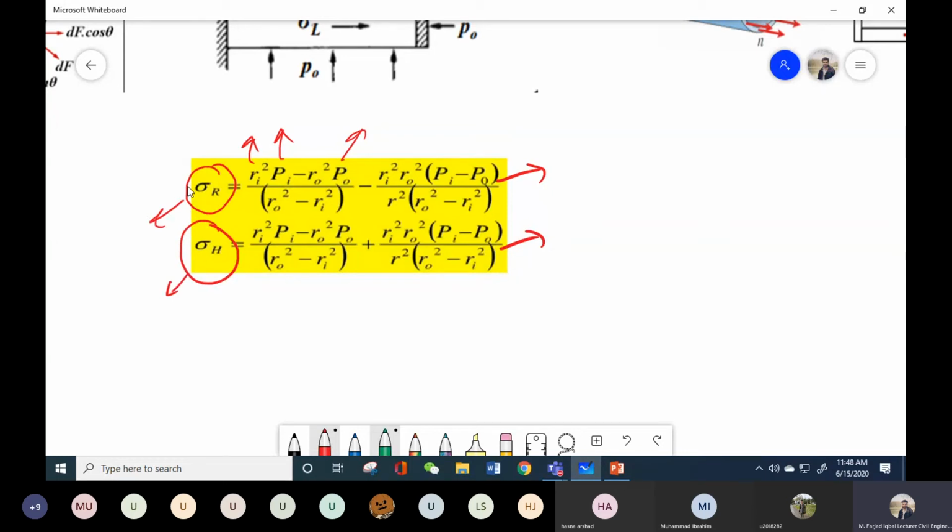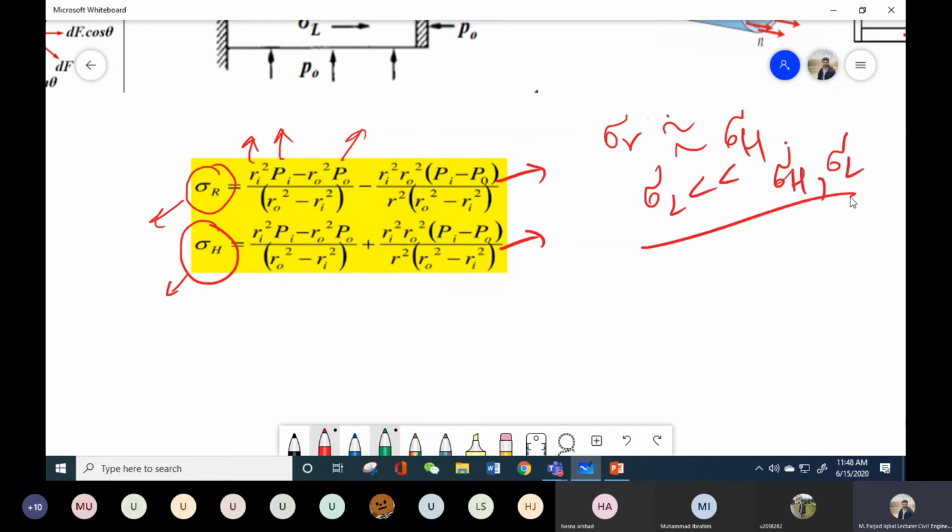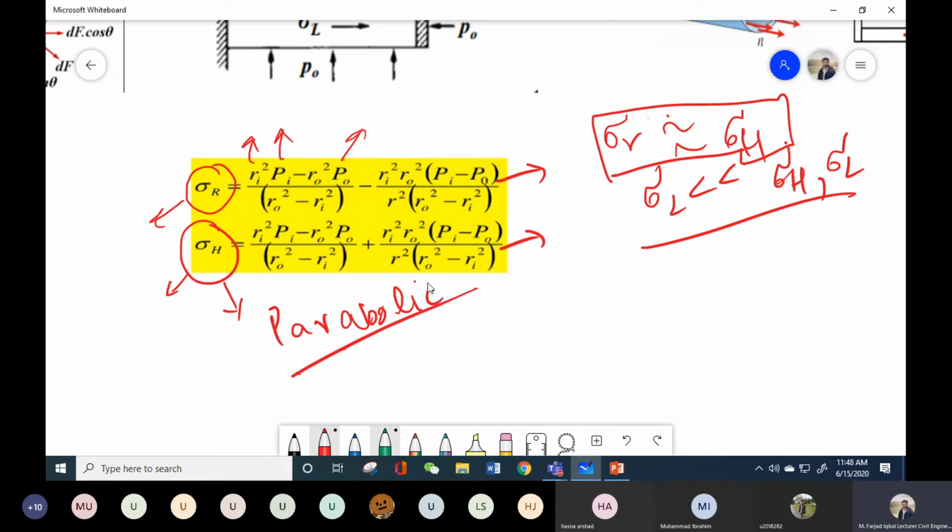But still, we need to answer two questions. First, we need to figure out whether sigma R is comparable to sigma H. For example, in the case of a thin cylinder, this sigma R is very, very small compared to sigma H or sigma L, so we neglected it. We will see in the numerical problem whether it is comparable to sigma H, so that we should not neglect it. And the second thing is that we need to look at the distribution of sigma H. So we will calculate the values of sigma H at different points along the thickness or along the radius, and we will figure out whether its distribution is really parabolic or it's just simply an assumption.